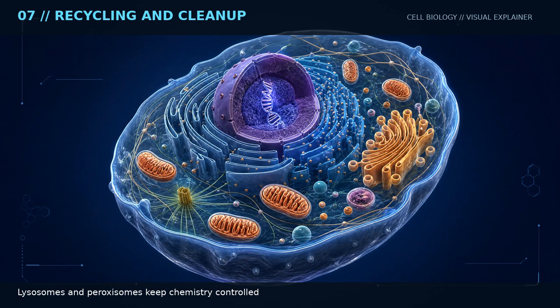Now, compare an animal cell with a plant cell. Plant cells have a strong cell wall outside the membrane, chloroplasts that capture light energy, and usually a large central vacuole that stores water and helps maintain pressure. Animal cells do not have cell walls or chloroplasts, and their shape is often more flexible. Both cell types still rely on membranes, DNA, ribosomes, energy conversion, and coordinated transport.